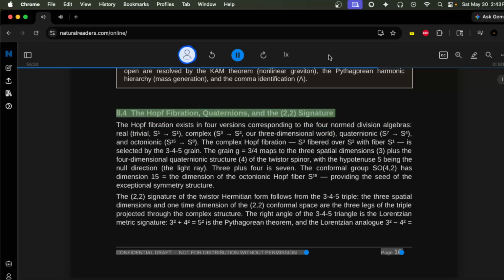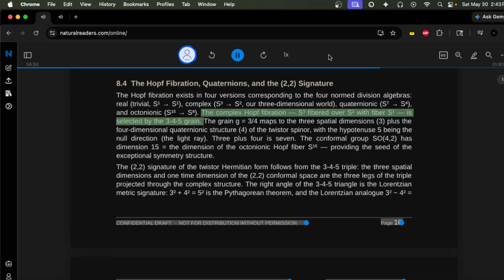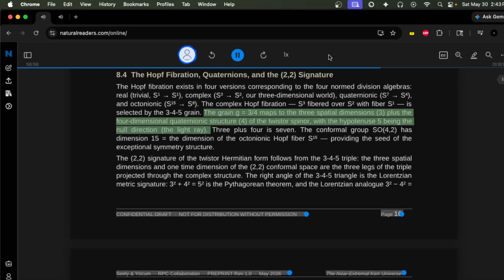8.4 The Hopf fibration, quaternions, and the signature. The Hopf fibration exists in 4 versions corresponding to the 4 normed division algebras: real, complex, quaternionic, and octonionic. The complex Hopf fibration, S³ fibered over S² with fiber S¹, is selected by the 3-4-5 grain. The grain G equals 3/4 maps to the 3 spatial dimensions plus the 4-dimensional quaternionic structure of the twistor spinor, with the hypotenuse 5 being the null direction.